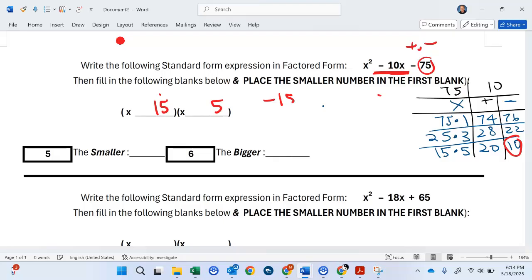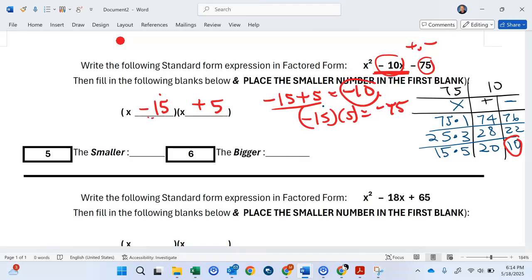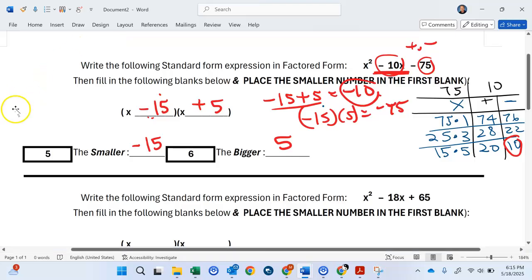So negative 15 plus 5 equals negative 10. So that works with this B right there, okay? And if we multiply negative 15 times 5, of course, that equals negative 75. So that's your shortcut. Now, this looks bigger, but it's not, because remember, negatives are smaller numbers. So the smaller is negative 15, and the bigger is 5, okay?